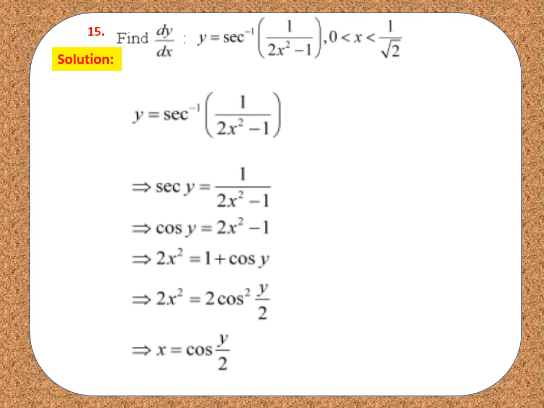Moving to question 15, we have to find dy upon dx such that y is equal to sec inverse of 1 upon (2x square minus 1). So taking sec inverse to the LHS we will get sec y is equal to 1 upon (2x square minus 1), and since we know that sec is the inverse of cos, we are getting cos y is equal to 2x square minus 1. Now this is very simple. Simplify to find the value of x. x equals what? cos y by 2. Clear?